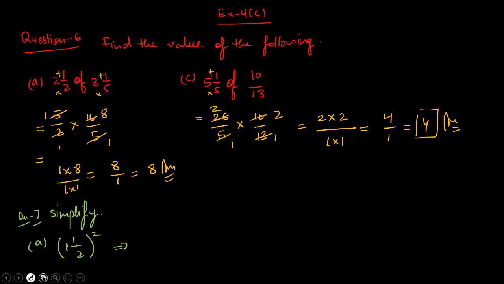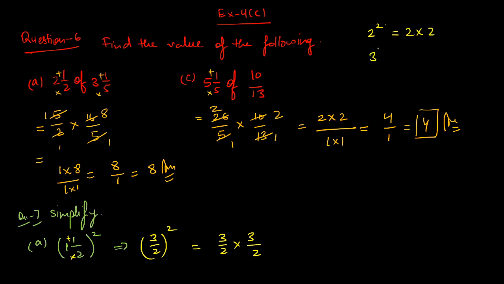So students, how are you going to solve it? First of all, change the mixed fraction into improper. So 2 ones are 2 plus 1 is 3, 3 upon 2 whole square. 3 upon 2 whole square means 3 upon 2 into 3 upon 2. If you have to square any number, for example you have to find the square of 2, you just multiply 2 into 2. 3 square means 3 into 3. So this is the rule. That is why 3 upon 2 square means 3 upon 2 multiplied by 3 upon 2.